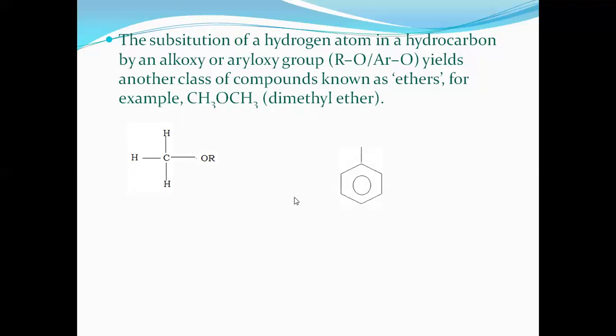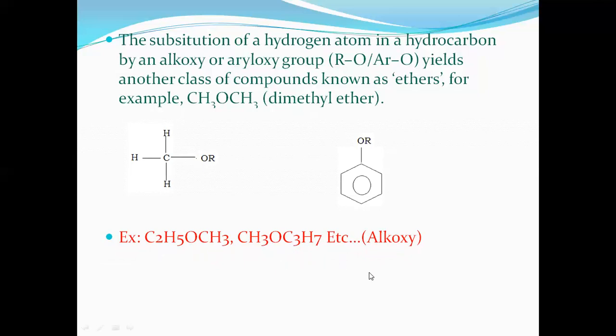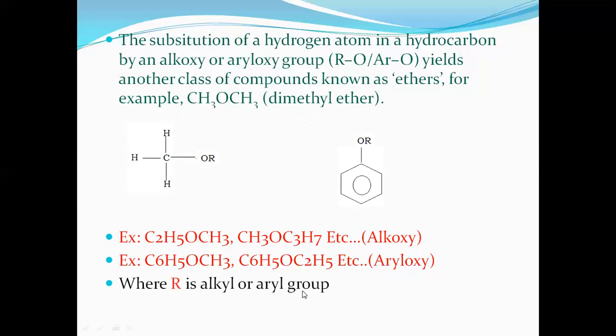Similarly, for the benzene ring, we have all the six carbon atoms attached with hydrogen atoms. One of the hydrogen atoms is replaced by alkoxy or aryloxy, which results in ethers. Examples you can see: C2H5OCH3, CH3OC6H5, etc. You can write this is alkoxy because all these are alkyl groups, and this is aryloxy because there is an aryl group present in the ring, where R is an alkyl or aryl group.